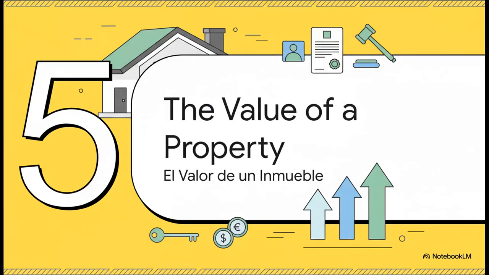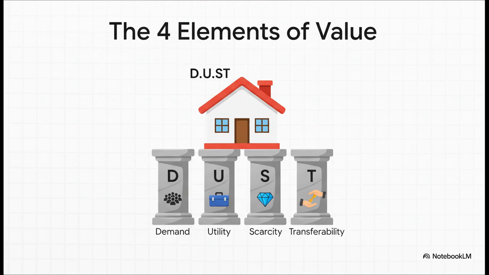And here we are, our final section, the value of a property. This is where it all comes together. The land, the rights, the ownership, it all translates into a dollar figure. But how do we actually figure out that number? Well, question 18 gives us a huge clue.